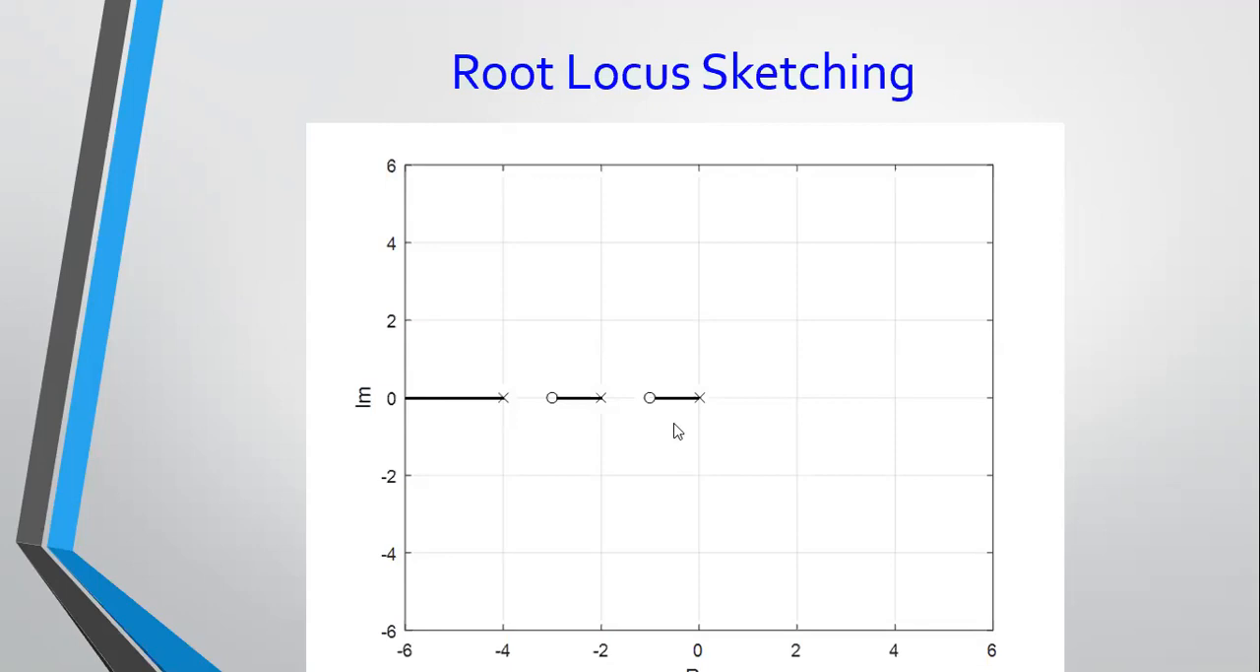So a very fundamental and very important step is to find which parts of your real axis form part of the root locus. In this case, we found these 3 segments of the real axis would form part of the root locus.